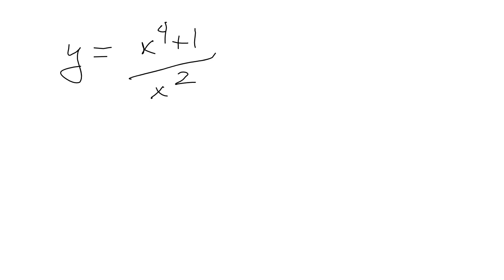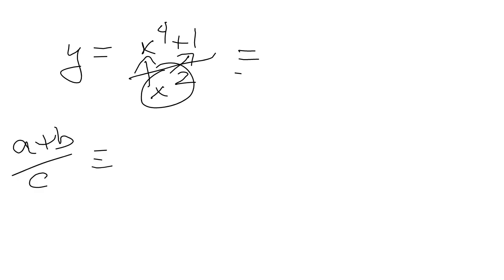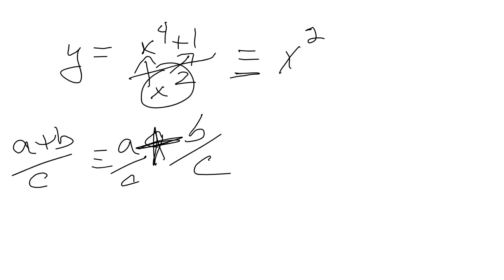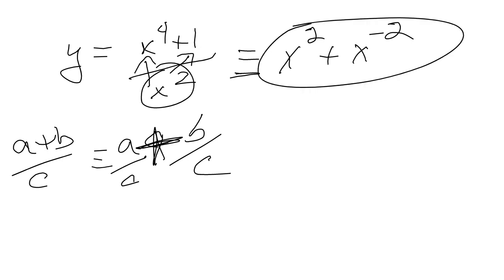Divide by x squared. So I could actually rewrite this by taking x squared. You know, if I have a plus b all over c, that's equivalent to a over c plus b over c, right? Do you agree? Principal law of fractions. So this is x to the 4th over x squared, which is x squared, plus 1 over x squared, which I could write as x to the minus 2nd power. So isn't it equivalent to x squared plus x to the minus 2nd power?